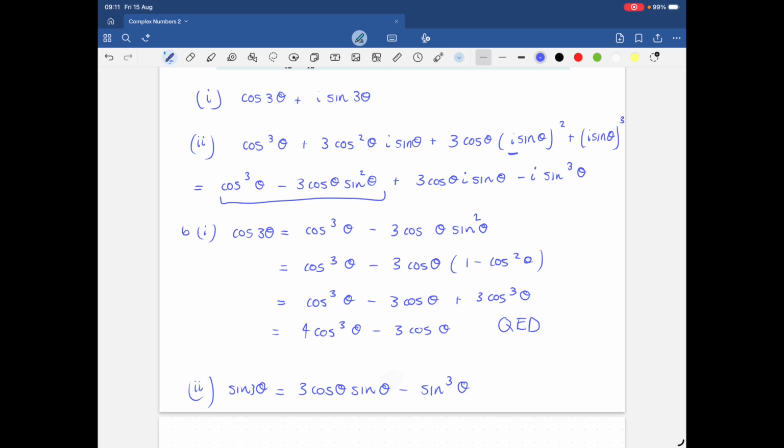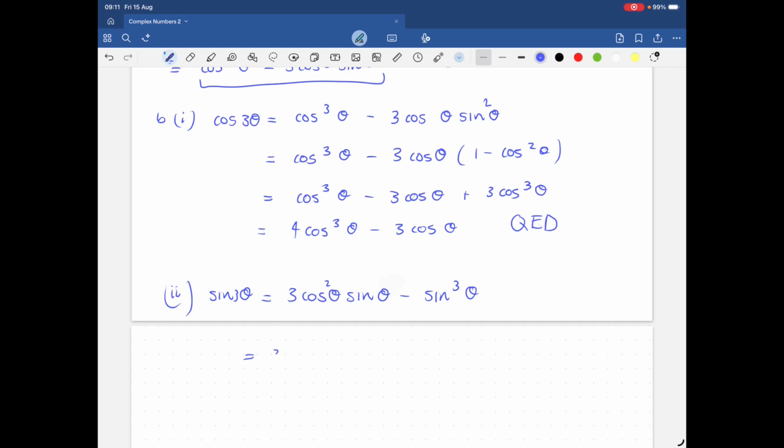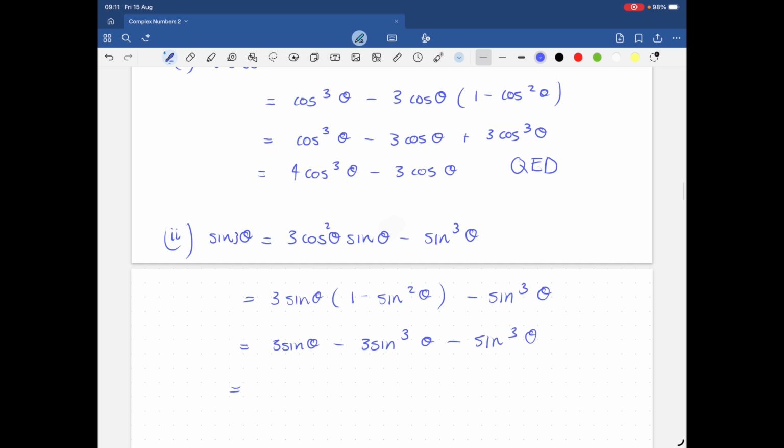And again, I made the same mistake. There's a squared there because there's a squared there. So there's a squared on that cos. And then what we can do is replace the cos squared with 1 minus sin squared θ, minus sin cubed θ. And we've got 3 sin θ minus 3 sin cubed θ minus sin cubed θ, which of course is going to be 3 sin θ minus 3 minus 1, or minus 3 minus 1 is minus 4 sin cubed θ.